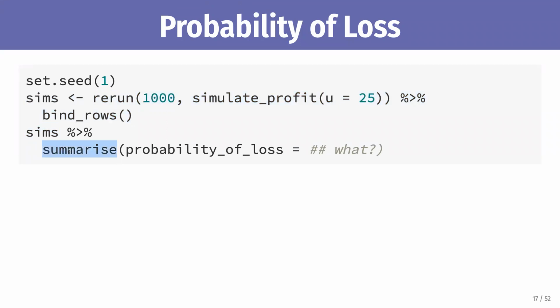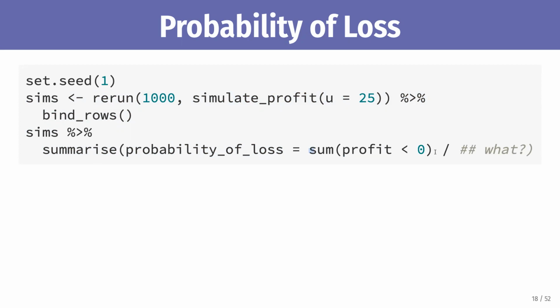I'm going to use the summarize function, which is basically a way to turn data frames into summary statistics. So I'm going to summarize across all my rows, and the thing I'm calculating is the probability of loss. This is my variable name, the probability of loss equals, and then this is going to be using that equation from the previous slide.